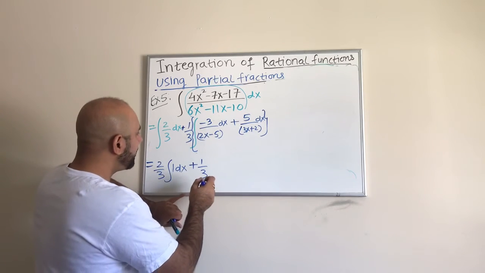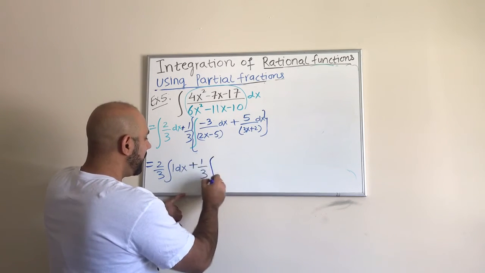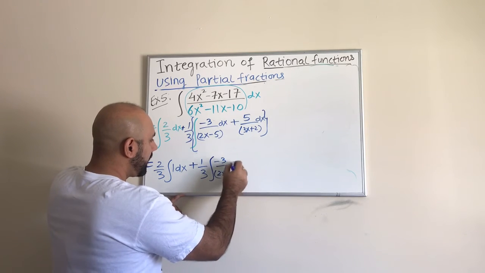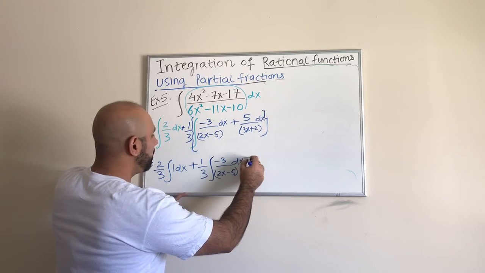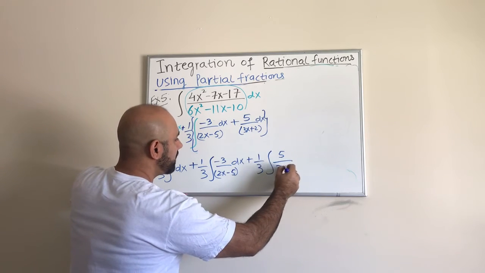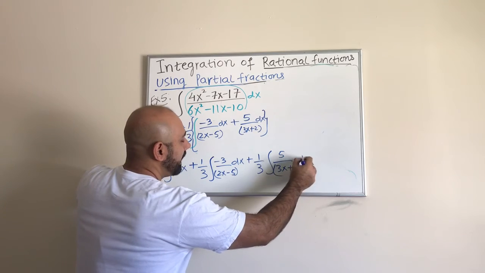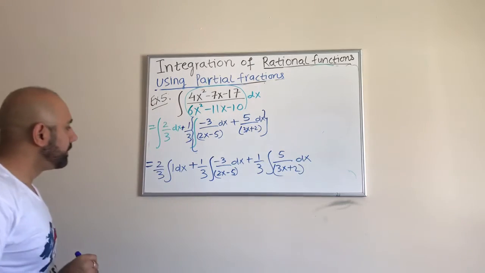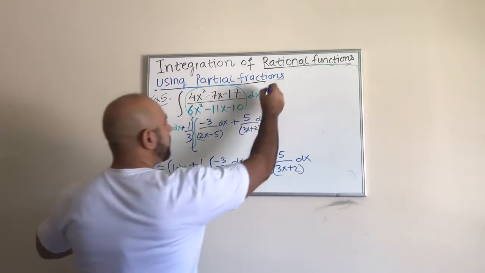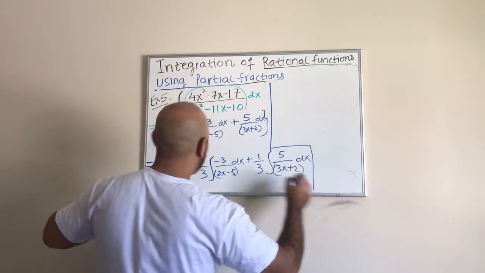integrals. So when I multiply by 1/3, it's going to look like this: negative 3 over 2x minus 5 dx, and then this is going to be plus 1/3 integral of 5 over 3x plus 2 dx. Right? I just distributed that 1/3. Now from here, let's see if we can simplify this whole thing.